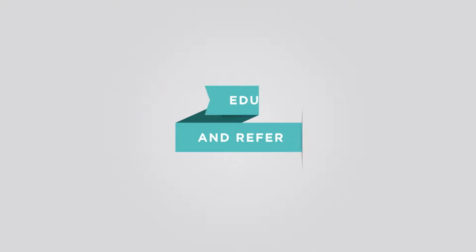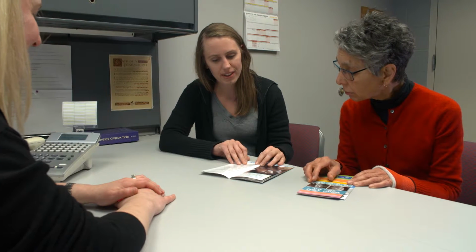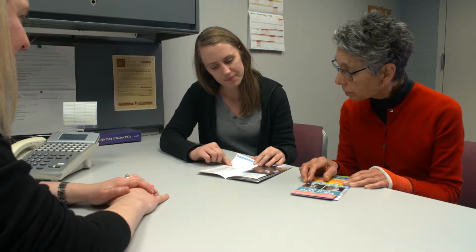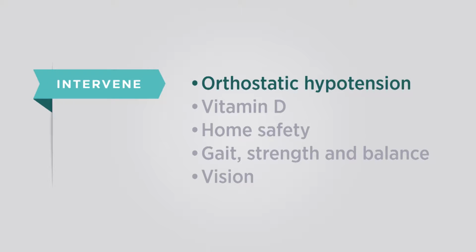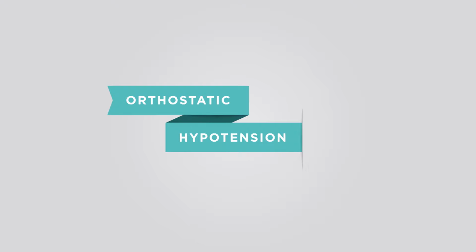While implementing medication changes is the most important intervention a pharmacist can do, you can also address other modifiable risk factors through education or referral. You can intervene to help patients manage orthostatic hypotension, understand the importance of vitamin D, and improve home safety. Additionally, you can encourage patients to find programs to maintain or improve gait, strength, and balance, and stress the importance of regular eye exams.